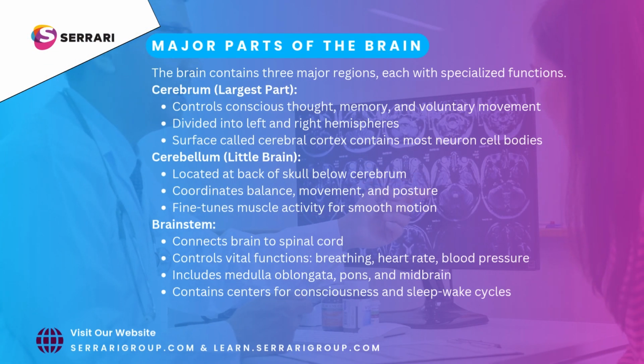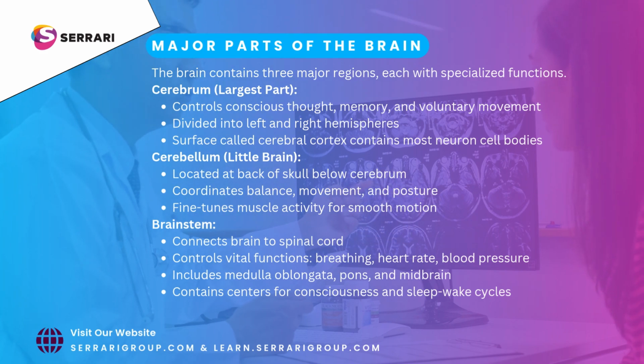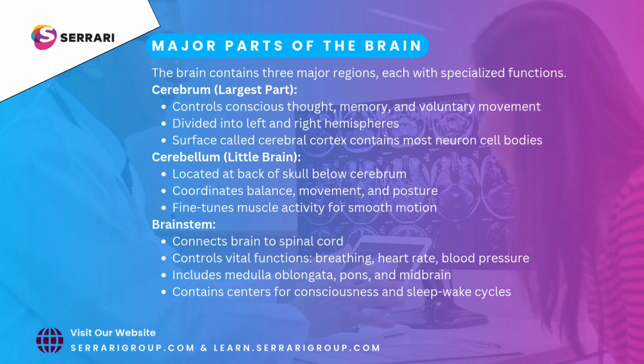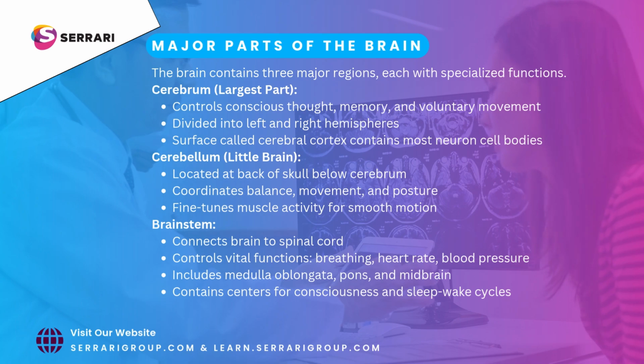Major parts of the brain. The brain contains 3 major regions, each with specialized functions. Cerebrum, the largest part, controls conscious thought, memory, and voluntary movement. It is divided into left and right hemispheres. The surface, called the cerebral cortex, contains most neuron cell bodies.